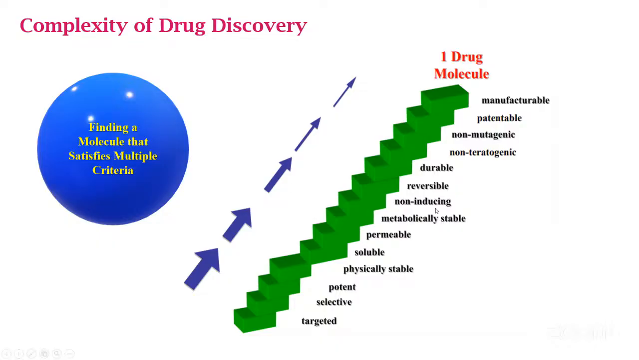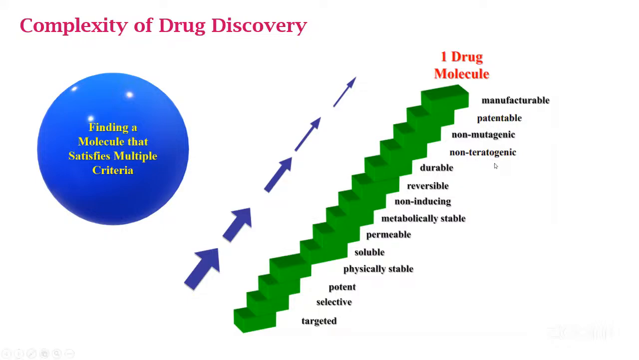It should be reversible. Reversible means whenever any drug binds with any protein, then after interaction, it should get free from that protein. Otherwise, if it remains there, then it may cause toxicity, or it may become poisonous to the body. Then it should be durable.